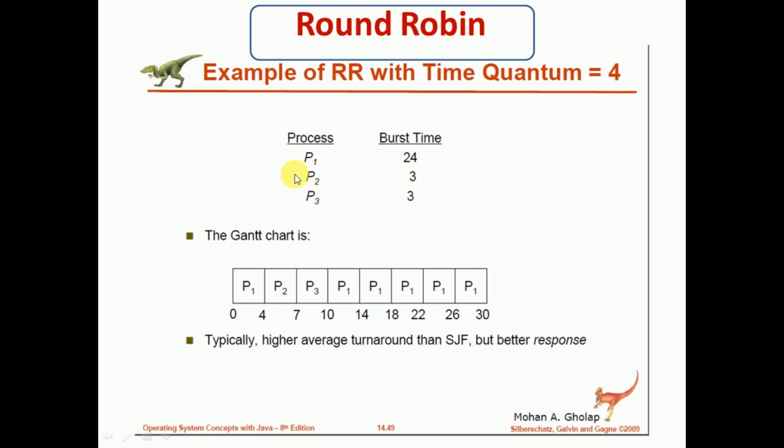When you schedule the execution of these processes according to round robin for a time quantum of 4 milliseconds, every process will be allowed to execute for 4 milliseconds, and after that the next process will start execution. For our example, the Gantt chart is shown here. The execution starts at 0. The first process is P1. Although the burst time is 24 milliseconds, the quantum is only 4 milliseconds, so it will be allowed to execute for 4 milliseconds, from time 0 to 4.